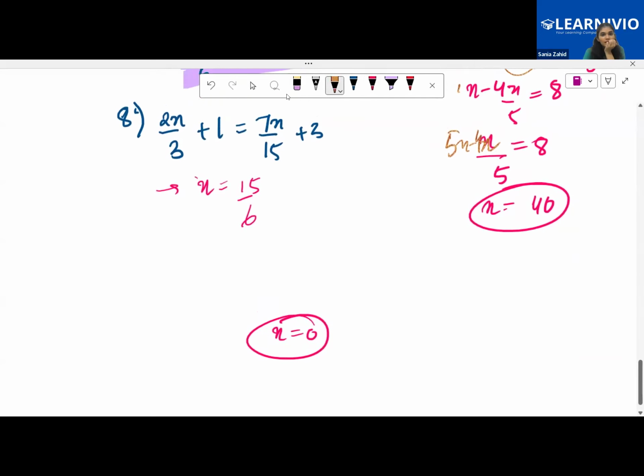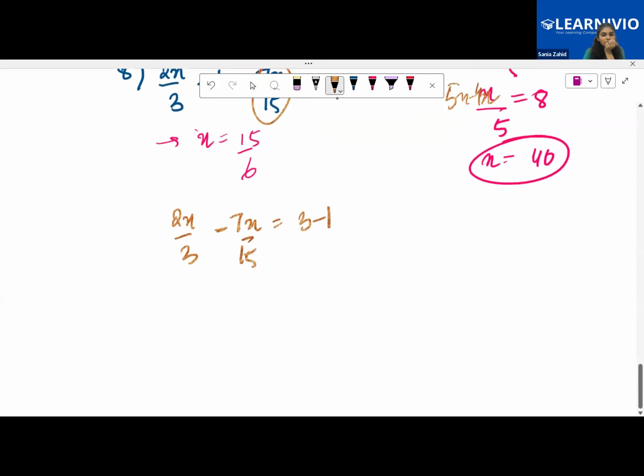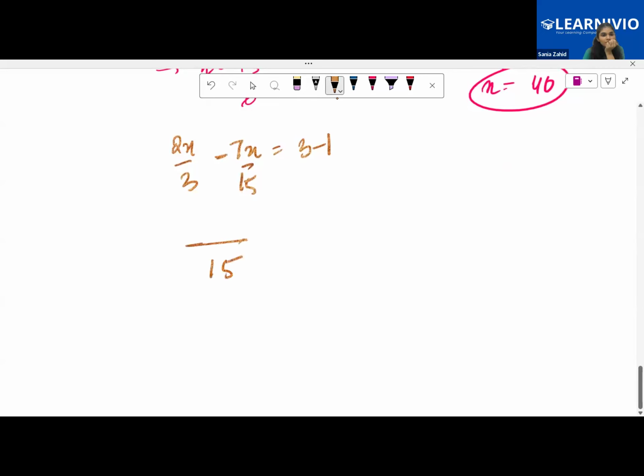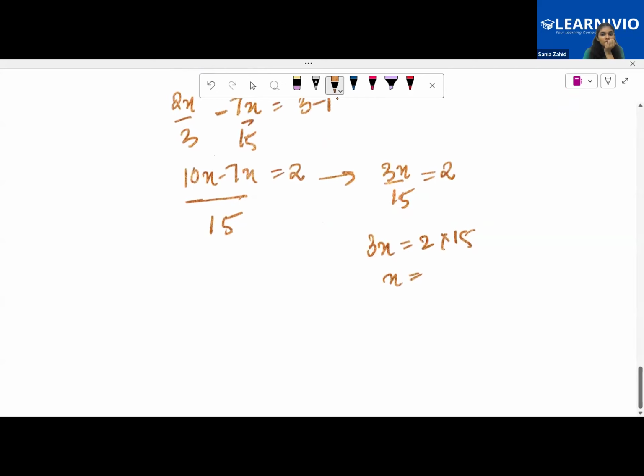Okay, let's check. So you have 2x by 3. This you will carry. You will have minus 7x by 15. It will give you 3 minus 1. Okay. So here you will have 10x minus 7x. It will give you 2. 3x by 15 gives you 2. So 3x will be equal to 2 into 15. Then x will be equal to 30 by 3, it will be equal to 10.